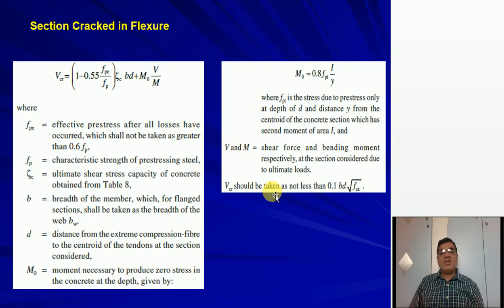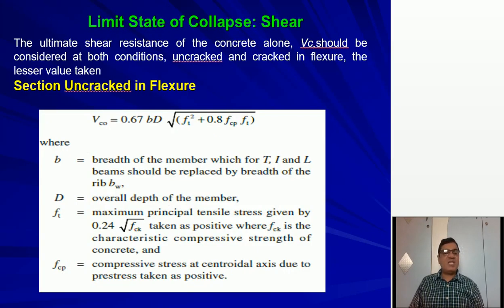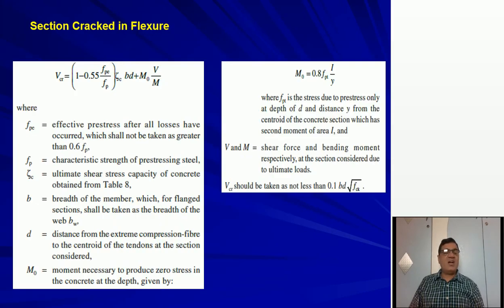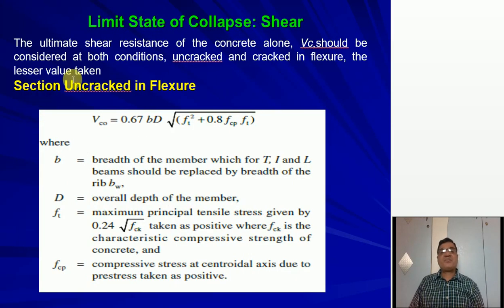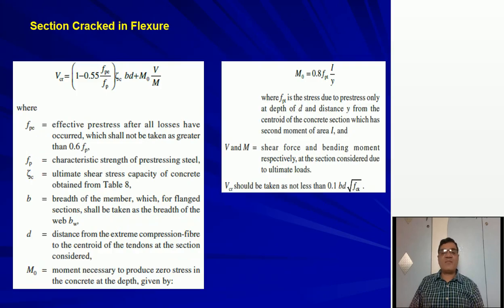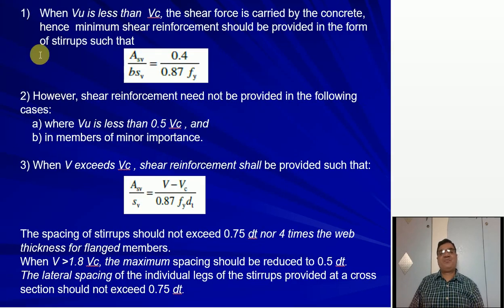Now, since we saw two equations, one is this Vco and the second one is this Vcr, what does the condition say? The ultimate shear resistance of the concrete alone, Vc, shall be considered for both conditions, uncracked and cracked, and the lesser value is taken. That means out of these two equations, whichever value is less, that you have to consider.